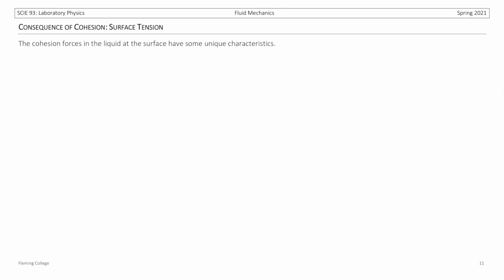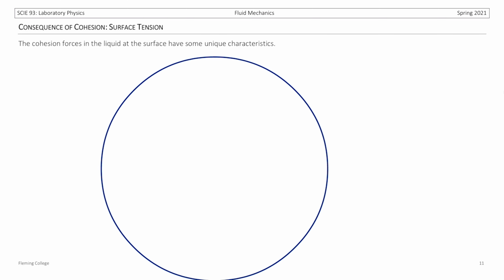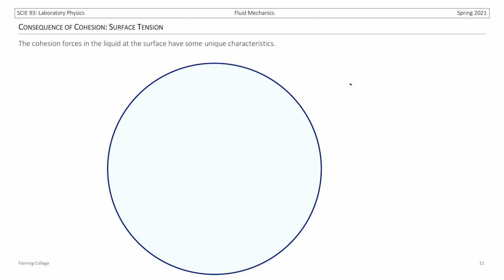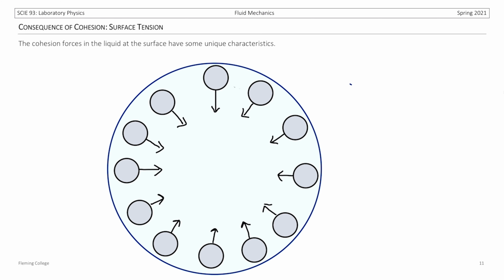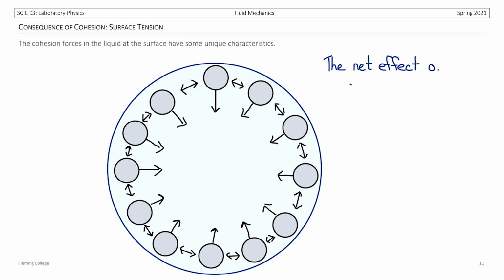When we think about cohesion forces, there's a consequence of the net force on the molecules at the surface. If we look at all the molecules around the surface, we know that there are molecules internal to them, so there's attractive forces pointing in, but there are also attractive forces between each molecule at the surface. These again are trying to pull all the molecules together. We call all of these attractive forces on the surface molecules surface tension.